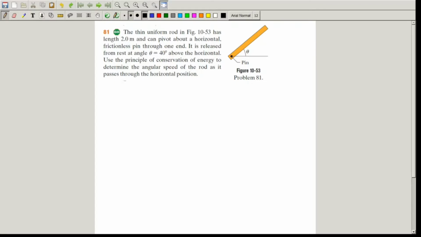In this video, we will be doing a calc-based physics problem dealing with conservation of energy and rotation.